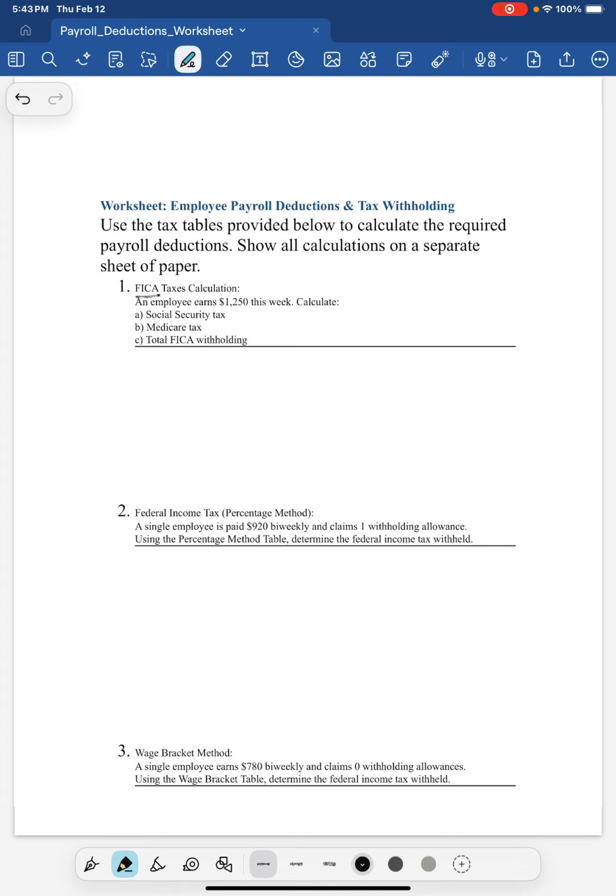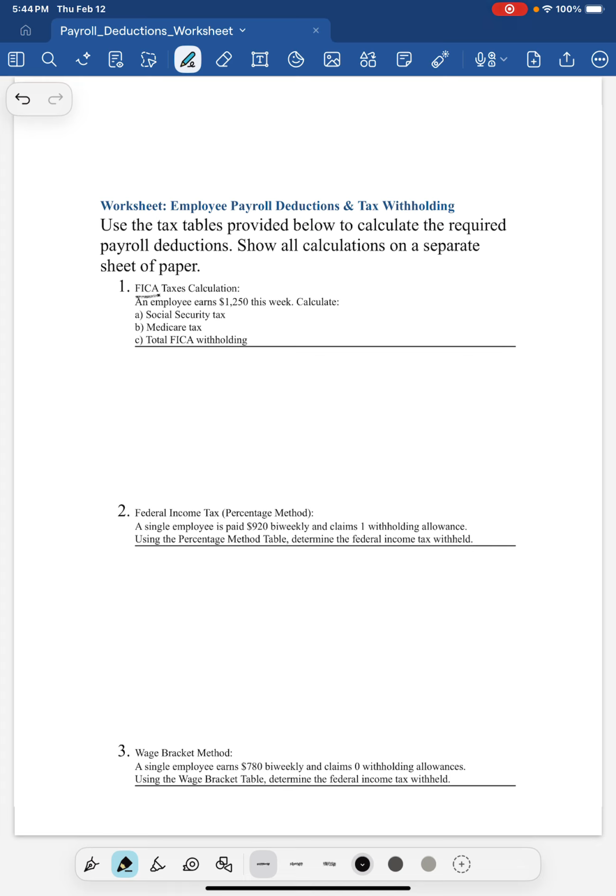We're going to look at FICA taxes and what they include. That's Social Security tax and Medicare tax. FICA stands for Federal Insurance Contributions Act. These are things that the government takes out of our check and then gives back to us later as sort of like a retirement as we age. Social Security and Medicare are both services that are paid out for people past retirement age. And it's figured by percentage.